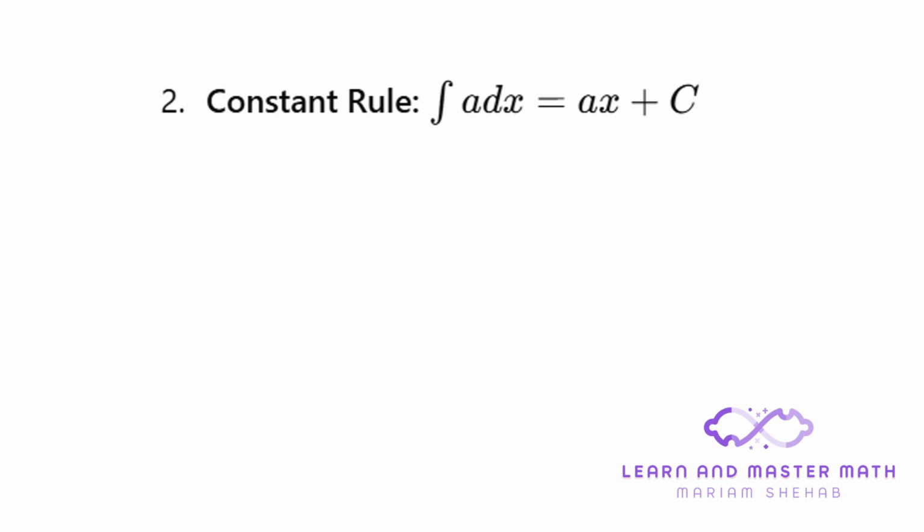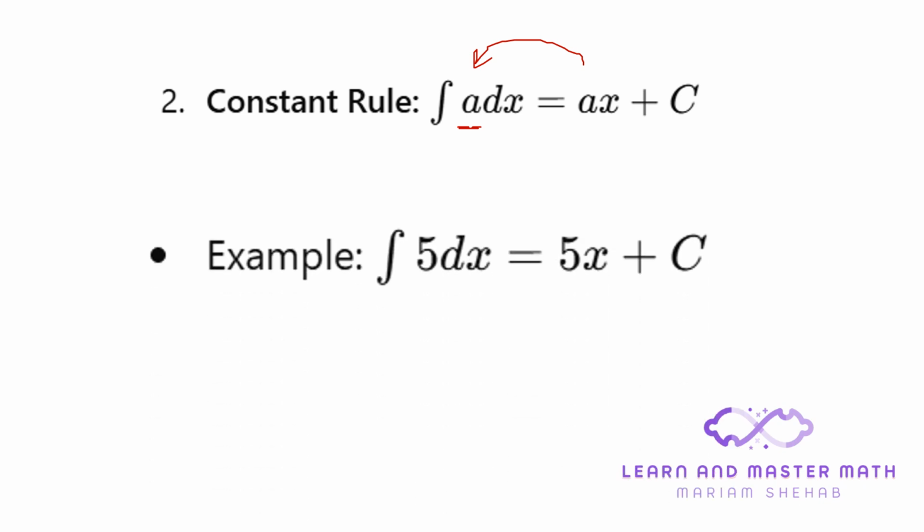The second formula is the constant rule. The integral of a dx is ax plus c. Well, if you differentiate ax, you will get back a. So you have to think: what function gives me the a? From where did I get this a? Differentiating what? It's ax plus c. For example, the integral of 5 dx is equal to 5x plus c.